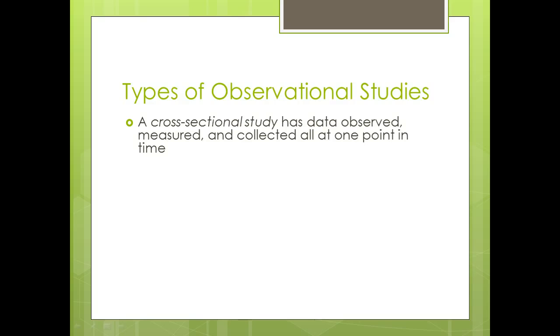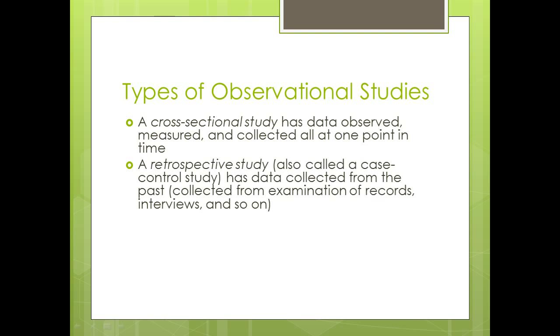The first one is the one that's done in the present. We call it a cross-sectional study. That's where we have data observed, measured, and collected all at one point in time in the present. A retrospective study, sometimes called a case control study, we take data from the past, including examination of records, interviews, anything that would pertain to the study.